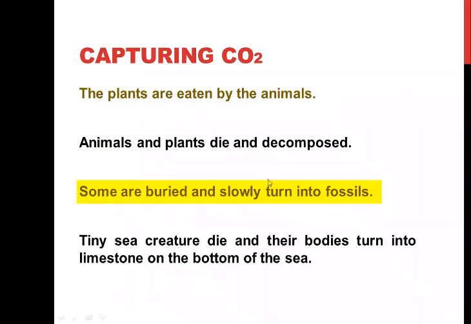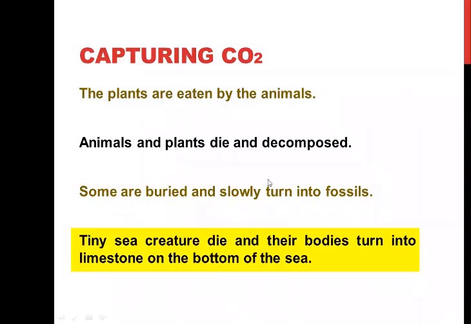bodies, if buried under mud, under the right pressure, can be turned into fossil fuels like coal, petrol, or natural gas, which are again types of carbon. In the same way, the sea creatures die and their bodies, under the right conditions, may convert into limestone, which is again a type of carbon. So these are the ways that carbon is stored.